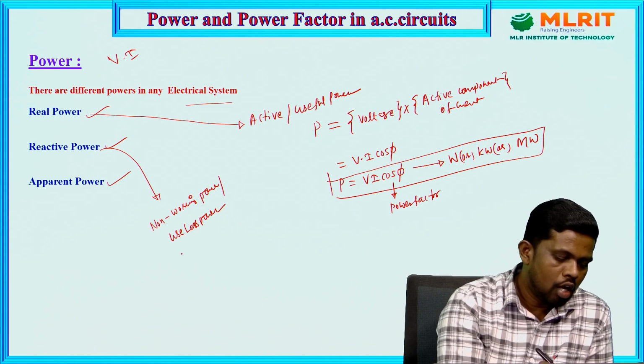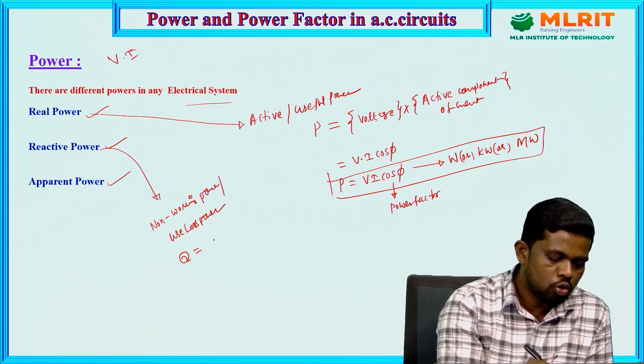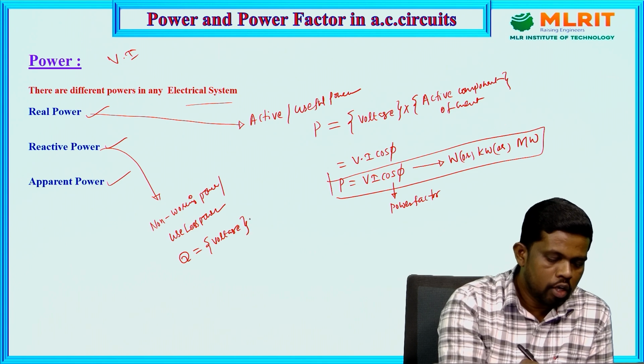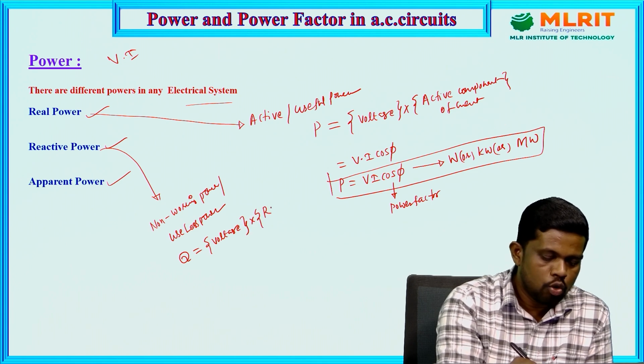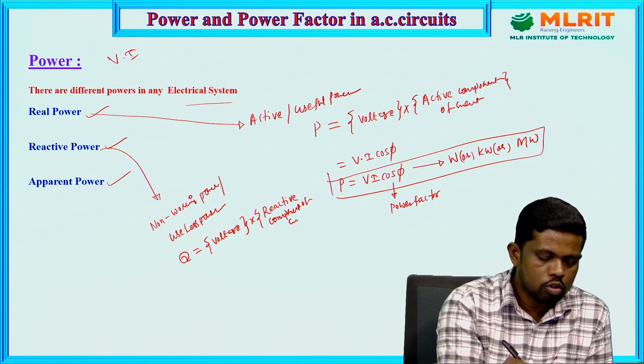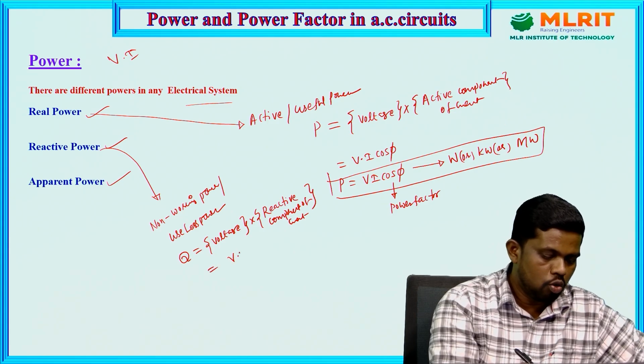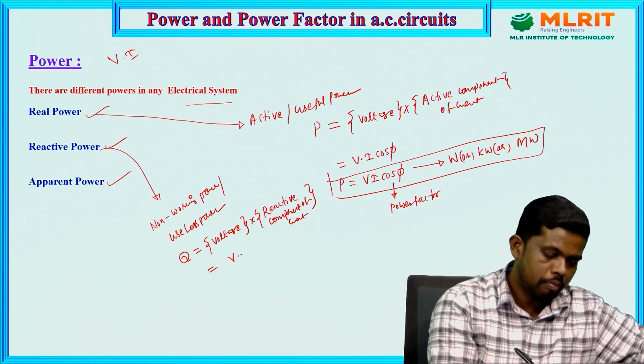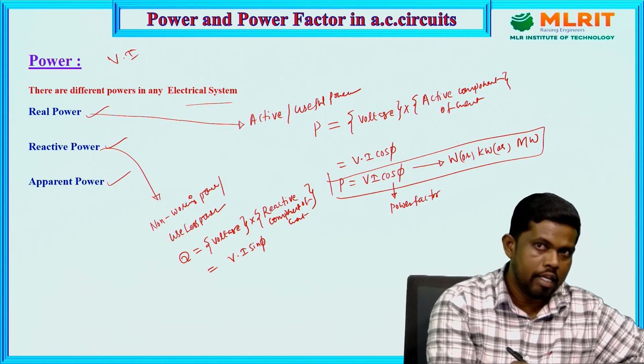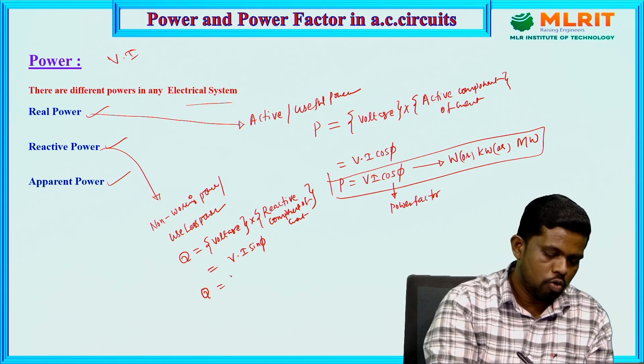It is always denoted by capital Q. That means voltage into the reactive component of current. The reactive component of current we can consider as I sin phi. Therefore Q equal to VI sin phi.